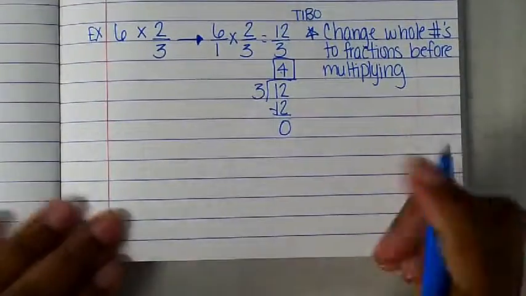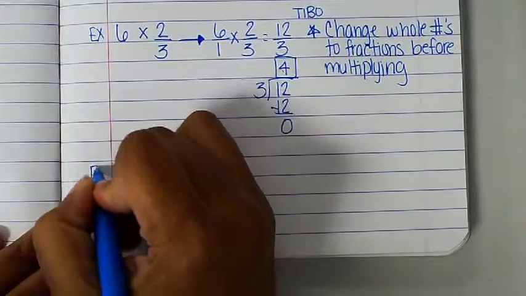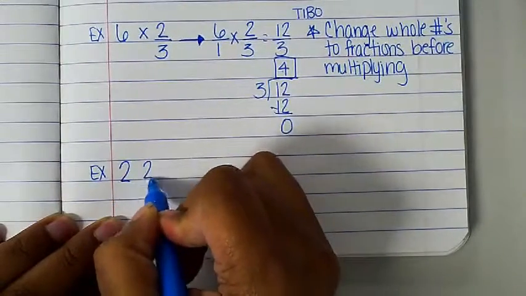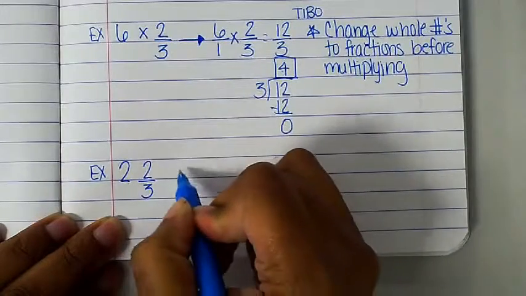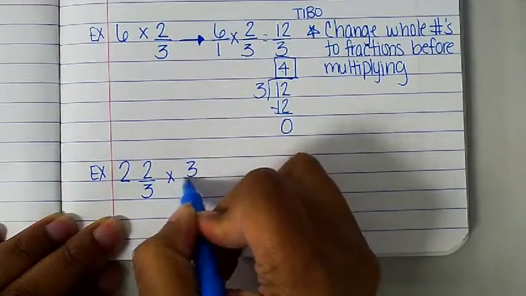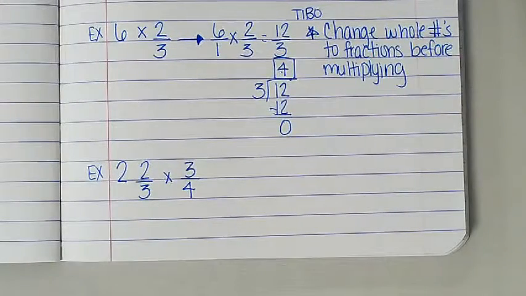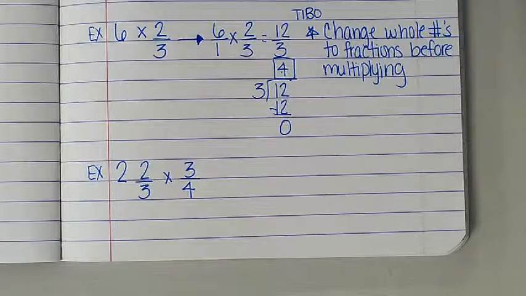All right, last example. We have 2 and 2/3 times 3/4. Is this our ideal form? We've got a mixed number and a fraction. We want to multiply a fraction times a fraction. Is there a way for us to change our mixed number into a fraction?